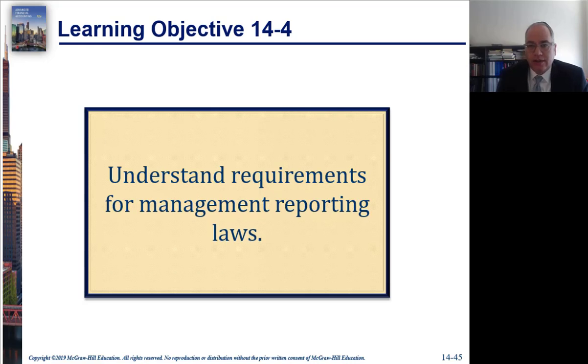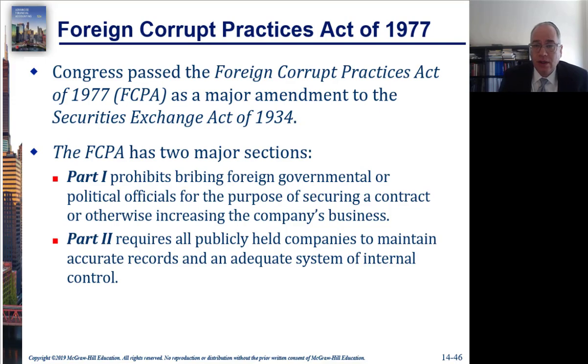Learning Objective 14-4, understand requirements for management reporting law. The Foreign Corrupt Practices Act of 1977 is very, very important for accountants, and every accountant should know what it is. Part 1 prohibits bribing foreign government officials, but Part 2 requires all publicly held companies to maintain accurate records and an adequate system of internal control.